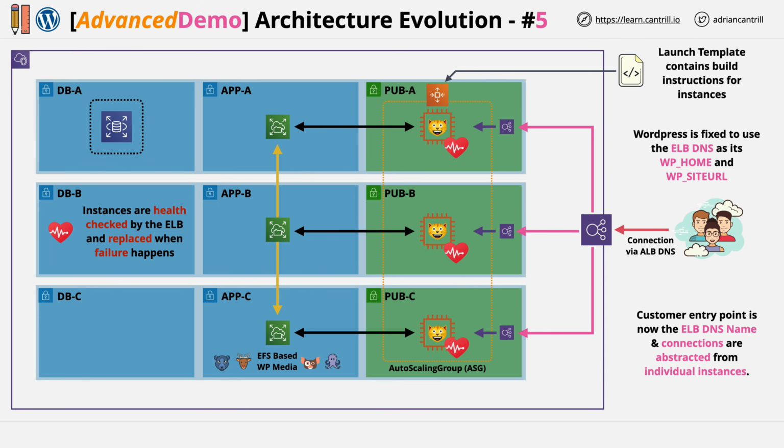Now this is a simple example, but it illustrates how you can evolve the architecture of a simple application like WordPress from being a simple single server design to something that's highly scalable and highly resilient, and it just requires knowledge of the nuances of the application as well as knowledge of AWS products and services.